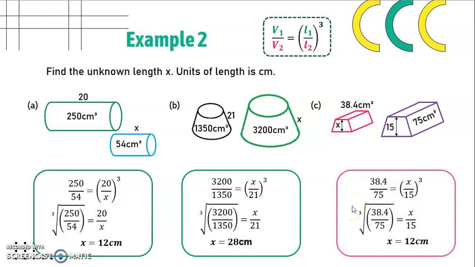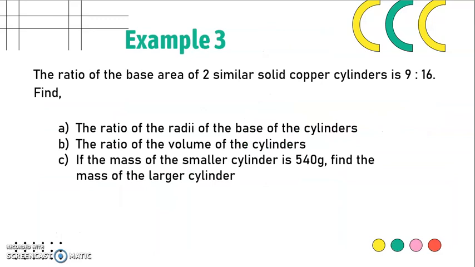Alright? So now, that is a simple question on how to use the formula to find the length, the volume. Okay? So now let's proceed to example 3. The ratio of the base area of two similar solid copper cylinders is 9:16. Find A, the ratio of the radii of the base of the cylinders, B, the ratio of the volume of the cylinders, and C, if the mass of the smaller cylinder is 540 grams, find the mass of the larger cylinder or the big cylinder.